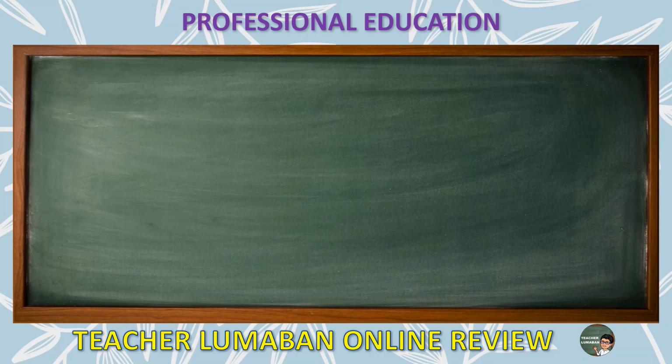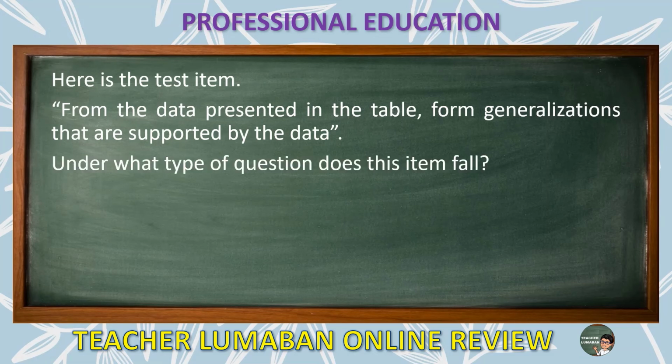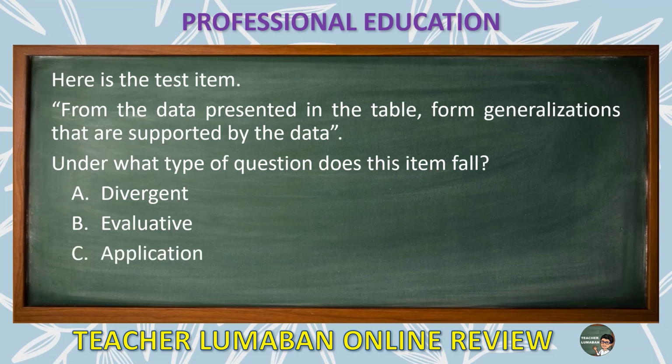Here is the test item. From the data presented in the table, form generalizations that are supported by the data. Under what type of question does this item fall? Letter A. Divergent. Letter B. Evaluative. Letter C. Application. Letter D. Convergent. Choose the suitable answer based on the given choices in 5 seconds.